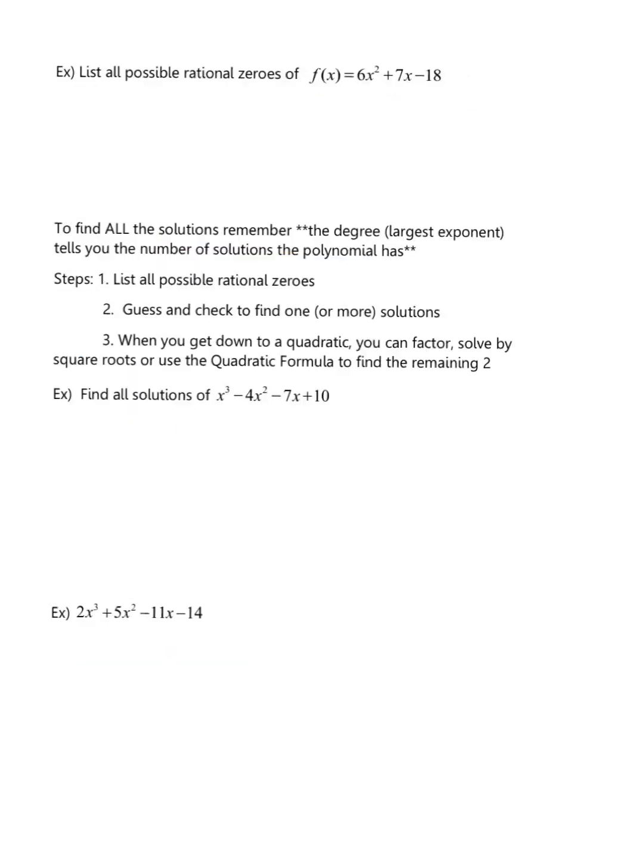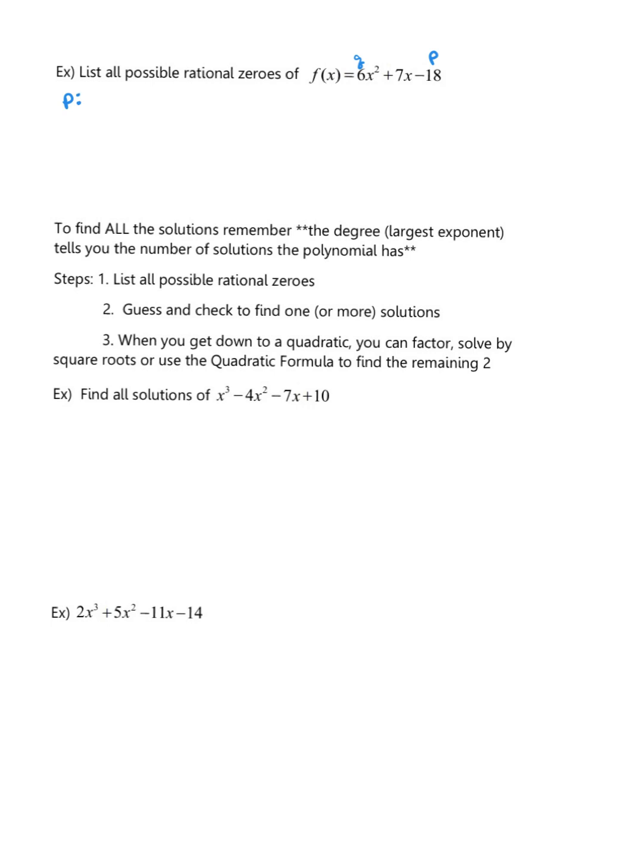All right, so list all the possible rational zeros for f of x equals 6x squared plus 7x minus 18. So P is the factors of the constant term. Q is the factors of the leading coefficient.